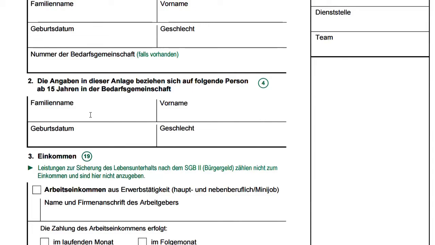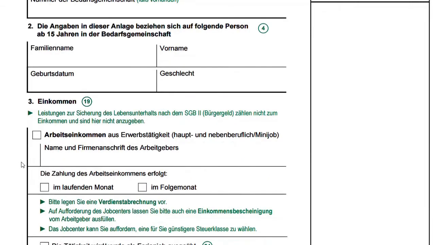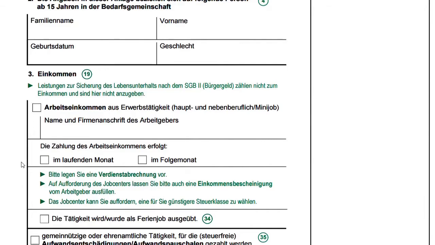So we presume that you have a person in your family who is 15 years old or above. We fill in this form for this person. Here you write his or her last name, here the first name, here the date of birth, here the gender of him or her.